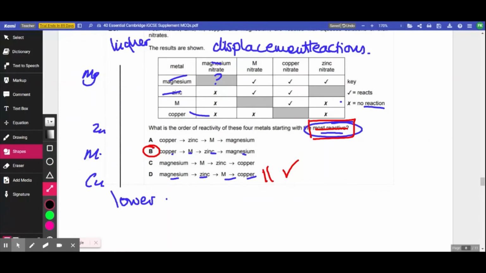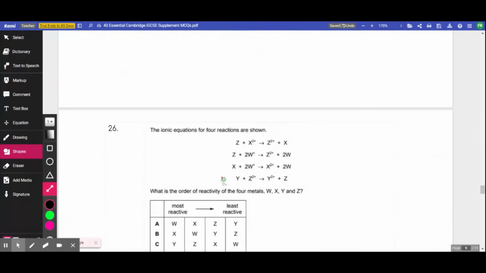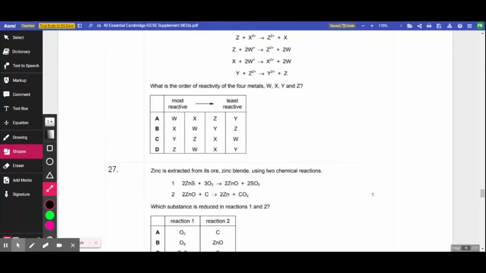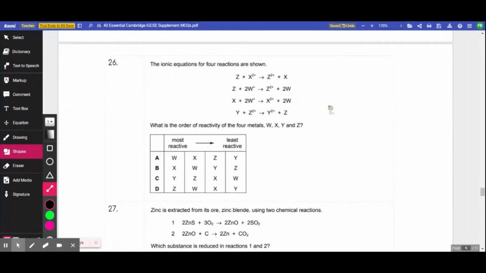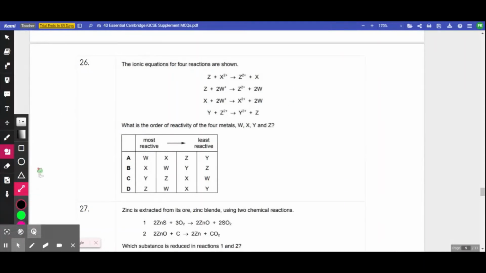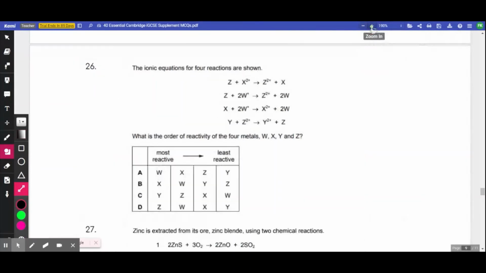Okay, right. So let's move on to question number 26. This is a question on ionic equations. If you want to pause the video, you may do so and have a go at the question yourself. Now, this is a question that is designed to throw the best candidates. You've got a lot of letters. You've got a lot of superscripts with the ionic charges. Try not to be put off by those.